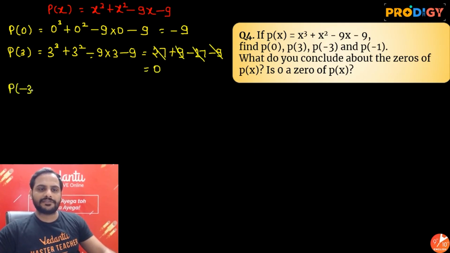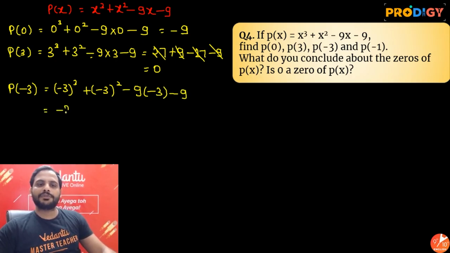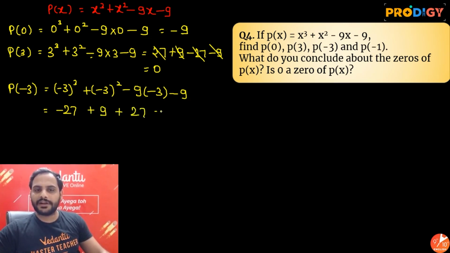P of minus 3. So P of minus 3 will be minus 3 cube plus minus 3 square minus 9 into minus 3 minus 9. Minus 3 cube is minus 27. Minus 3 square, the power is even, so the answer will be positive, plus 9. Negative into negative is positive, 9 threes are 27, and again minus 9. Again you got everything cancelled, the answer is 0.